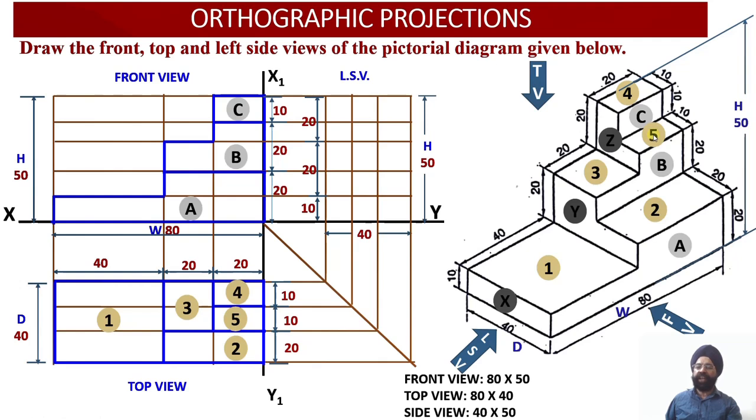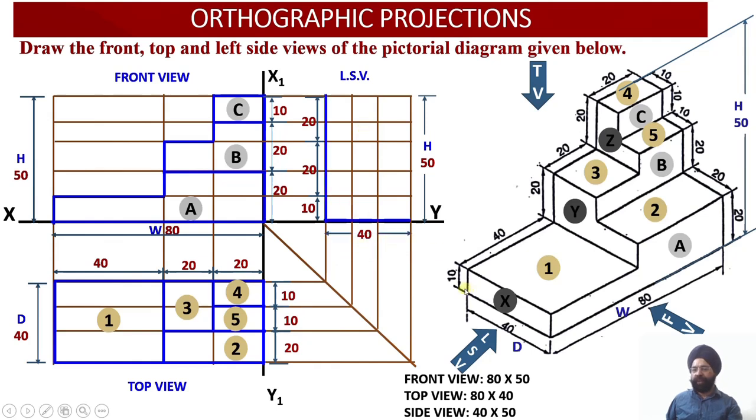Now once again we need to remember, all these 5 surfaces, shown with the yellow numbering over here, numbering 1, 2, 3, 4, 5, happen to be parallel to the horizontal plane, so their projection on the horizontal plane in the top view will be representing the true shapes of all these 5 surfaces. Last, we have got the left side view.